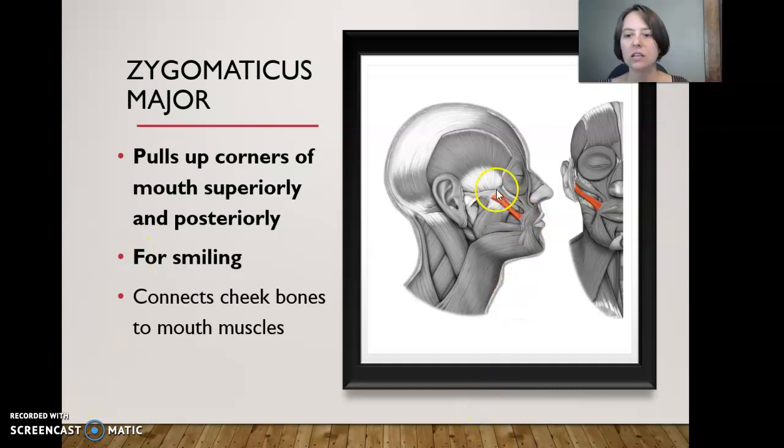You may also see that there's another one. This would be the zygomaticus minor, and that one's a little bit closer to the eye and the nose, and we're just looking here at zygomaticus major.